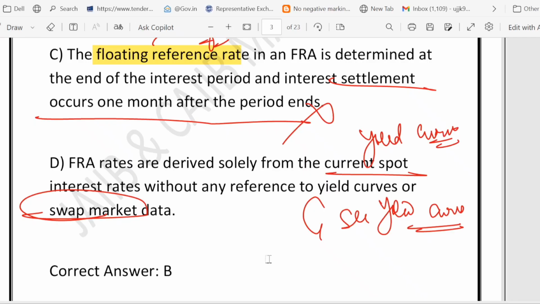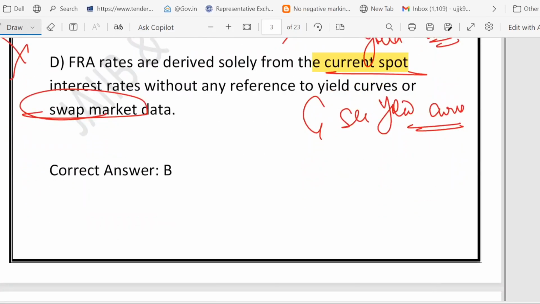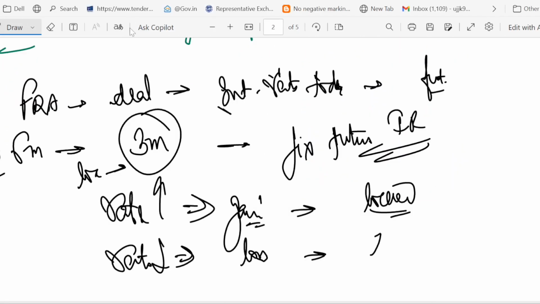It is saying that a spot rate is not enough, right? That's why this is wrong. So remember what we learned. The correct answer is option B. What is the key learning from this question? Let me just summarize for you.